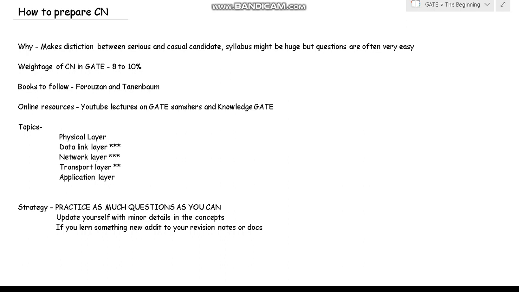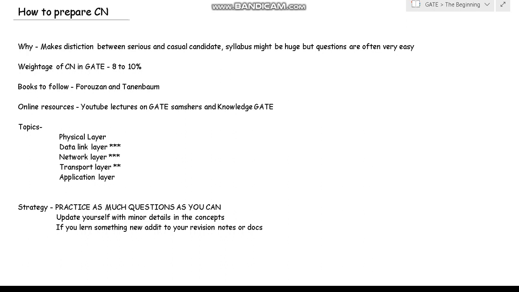I understand that it's not very easy to cover the CN syllabus. Even when I was a beginner, I also used to think that I should not prepare CN. Instead, I should focus my time on other subjects. But believe me, if you want to be in the top 100 or top 50, you will need the CN, because the questions are easy, and once you cover the syllabus, you will be in a good position to answer them. Now the weightage of CN is around 8 to 10% in the last few years.